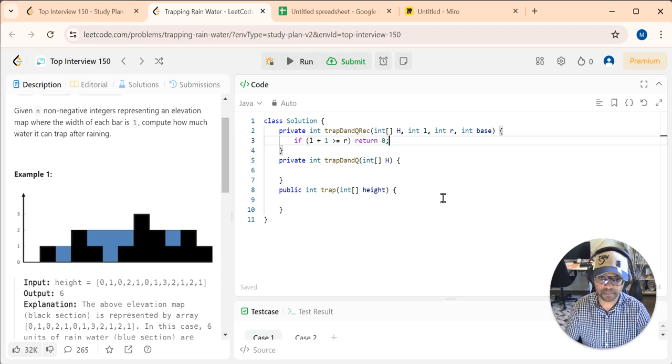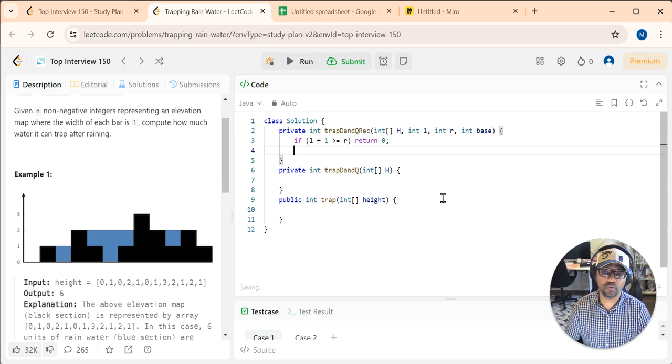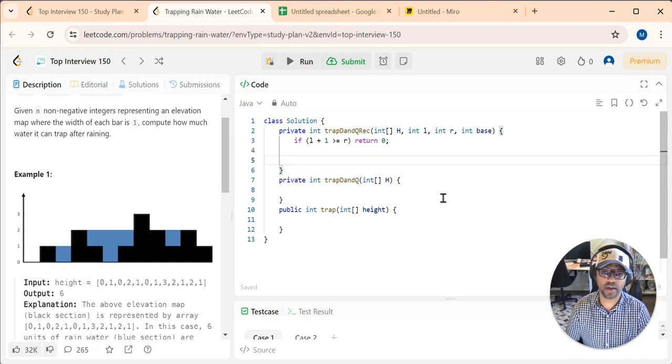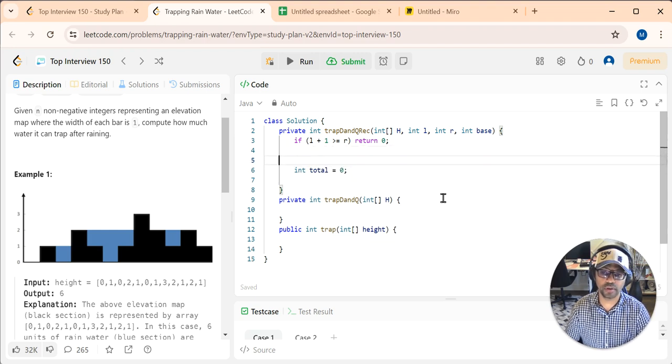Okay, now what are we doing? So we are saying, okay, let's total up everything. Actually, we do need the, okay, so we say left height equals H of L and right height equals H of R. Okay, so those are our two heights.